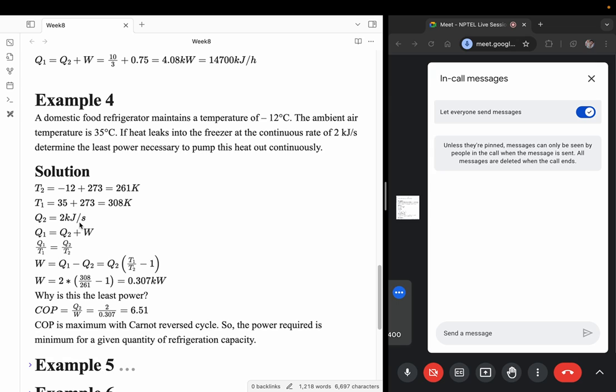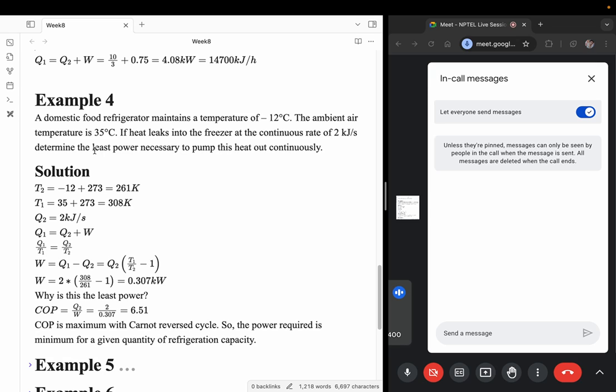So from energy balance, we know Q1, the heat that is being rejected to the ambient, equals Q2 plus W, and from the Carnot equation we have Q1 by T1 is Q2 by T2. So the work done equals Q1 minus Q2. From this relation, if you take this T1 to this side, that will be Q2 T1 by T2. If I just take T2 outside, I have this equation. So if you just substitute the values, you calculate the W. The question specifically tells you to find the least power necessary to pump this heat out of the compressor.